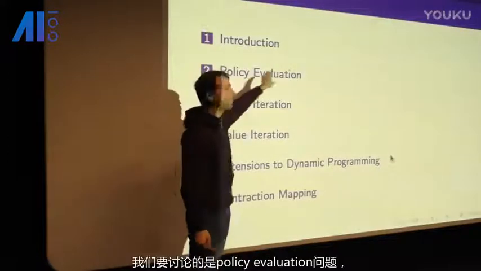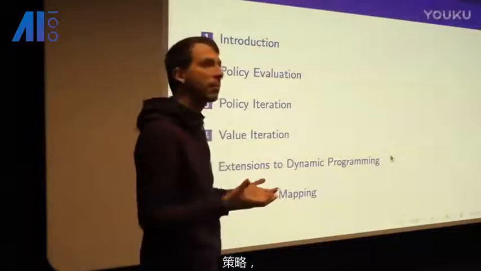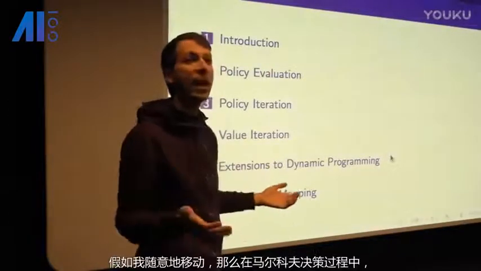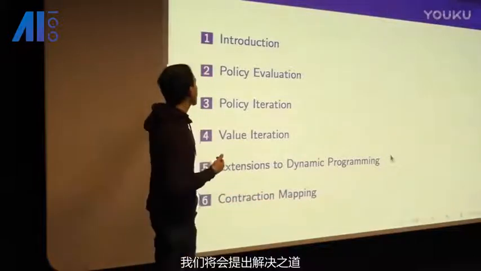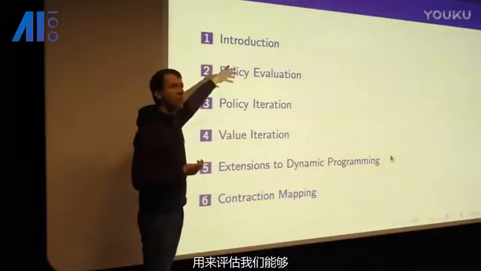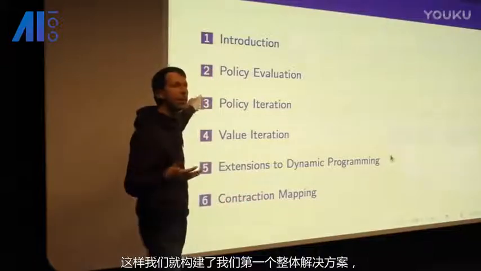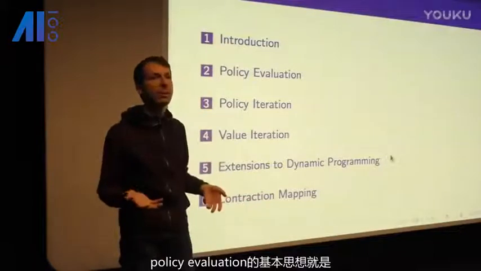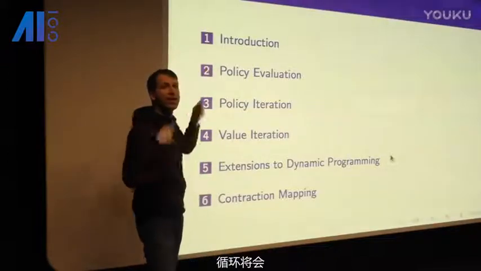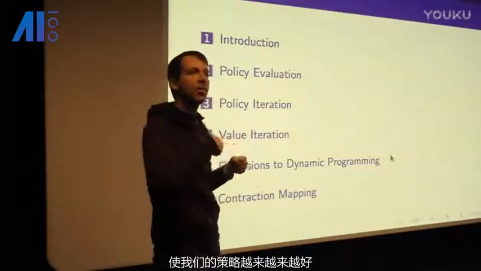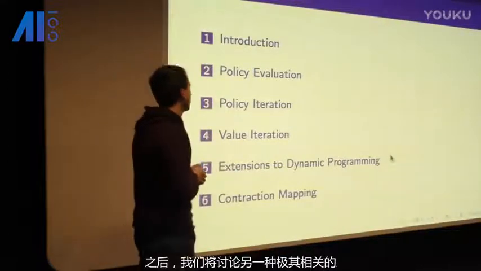First of all, we're going to consider the problem of policy evaluation, which is if someone gives you a policy, how good is that policy? If I wander around randomly, how much reward am I going to collect in that MDP? Then we're going to see how we can use that solution method that we've come up with to evaluate how much reward we're going to get to build our first overall solution method that can find the optimal policy for an MDP. And that's policy iteration, which basically takes this idea of evaluating policy as an inner loop and loops around making our policy better and better and better until we find the best possible, the maximum amount of reward we can get from the MDP.